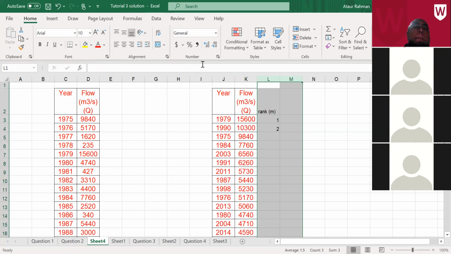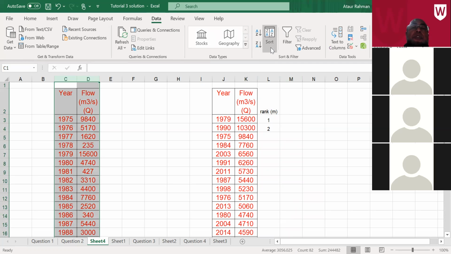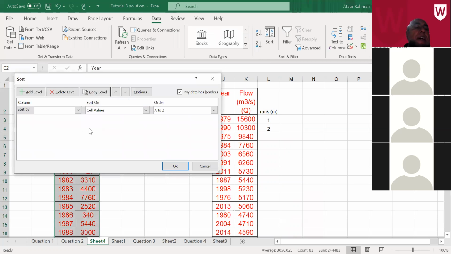Sorry, can you show us how to sort it again? Just quickly, how to sort the data? Yeah. Sorting of data is very simple because you select the data, you have to select both the columns, and then go to the data, and then go to the sort. And then we are sorting our flow.